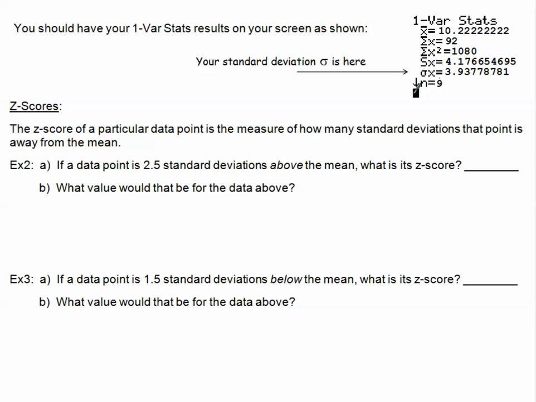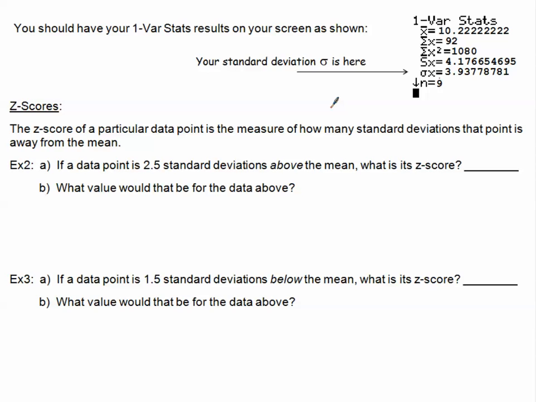There are a couple of important things. It gives us our mean. This calculator calls it x bar, the x with the hat. That's 10.222, looks like 2 repeating. And the other important information that we have here is our sigma. It says sigma of x. That's our standard deviation, 3.938 if we round that. So that's how you can calculate standard deviation given some data points.